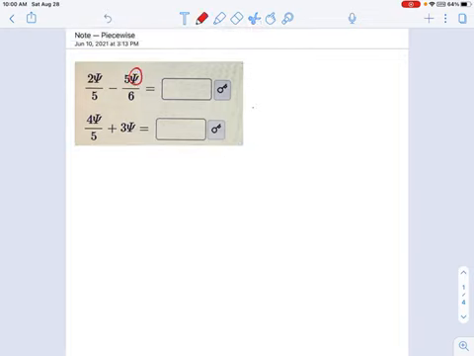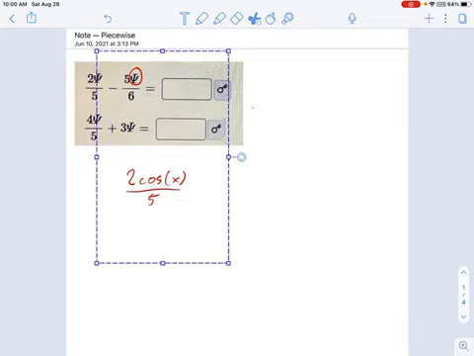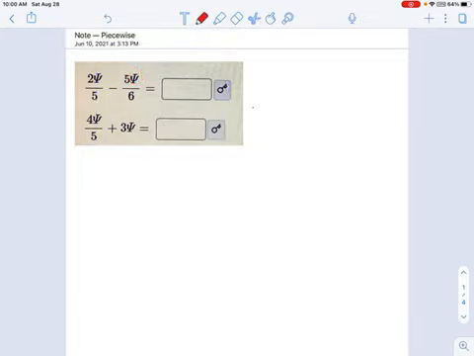But really it could be x, it could be y, it could be something really complicated. It could have been like 2 cosine of x over 5. Really, it's just a variable, and you shouldn't let it distract you. The rules of adding and subtracting fractions are going to be the same. So I'll do the first one right here.